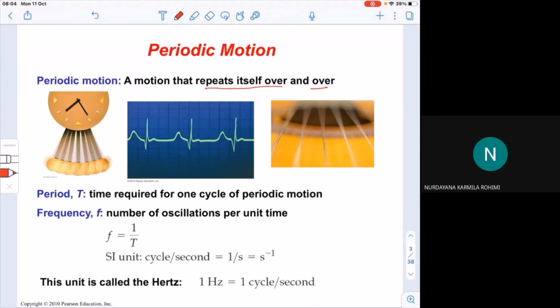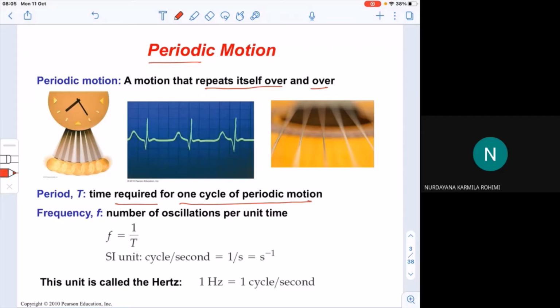Before this, we learned about circular motions, and lastly, periodic motions. When we talk about periodic motion, it comes from the word period. In terms of time, period is the time required for one cycle of periodic motion. That means period is not a normal time. For example, when we count 0, 1, 2, 3, 4 seconds, that is called time. But the period comes with one complete oscillation, which is equivalent to one period.